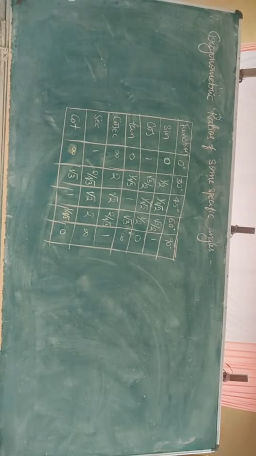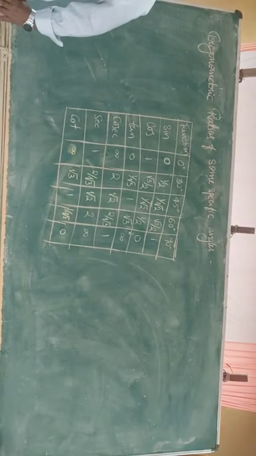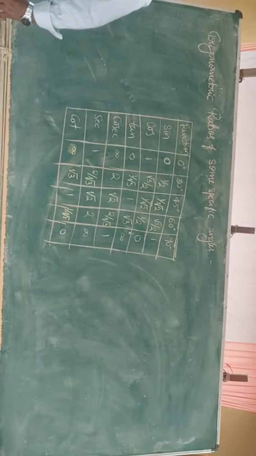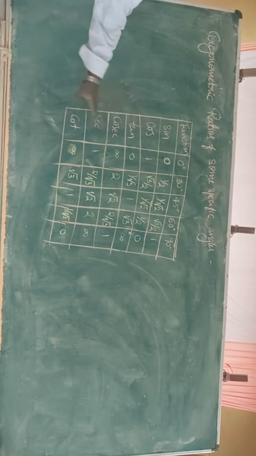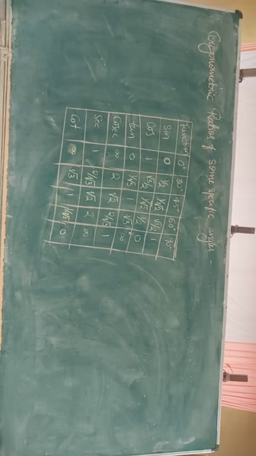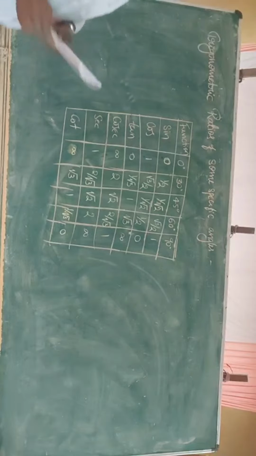Sine 0 is 0. Sine 30 is 1 upon 2. Sine 45 is 1 upon root 2. Sine 60 is root 3 upon 2. Sine 90 is 1. If you know these values, you can easily write all the other values. Okay? Any doubts here? So now we can take exercise number 8.2.